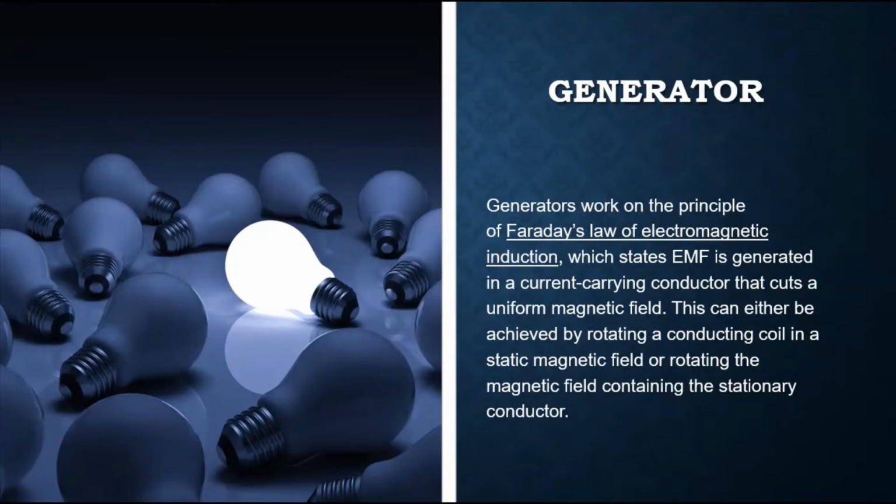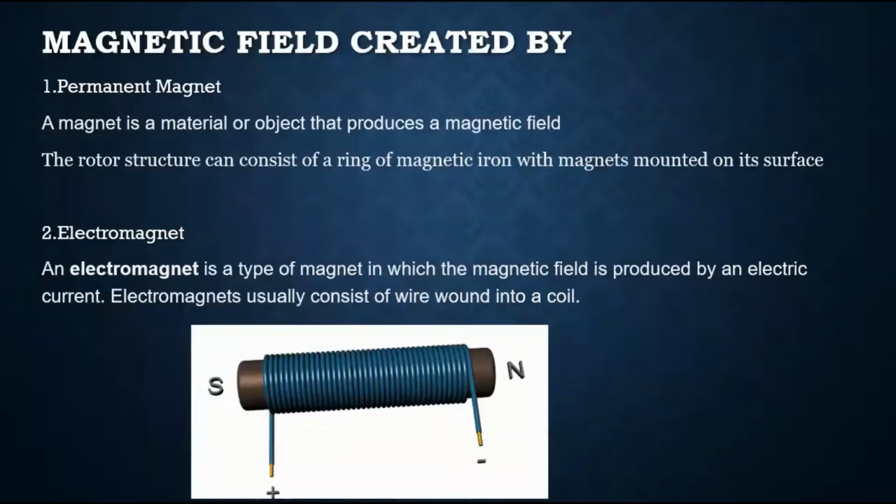So the magnetic field in a generator can be produced in various ways. It can be either through a permanent magnet or through an electromagnet. A permanent magnet is a normal magnet which produces a magnetic field, and depending upon the type, whether it is a generator or motor, or AC or DC, it will be wound on the stator or rotor of our generator. Then we have electromagnets, which are mainly used.